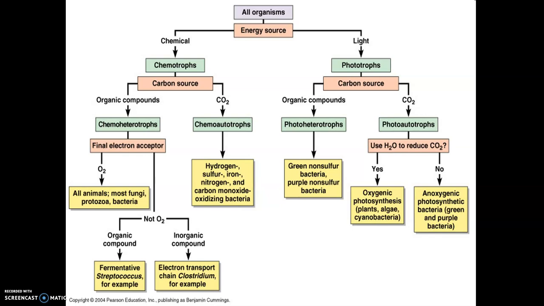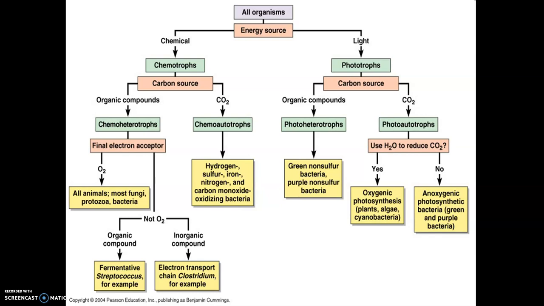All right. So the first two branches would be the energy source. How does the organism obtain energy? Do they do it from chemicals or do they do it from light? If they use chemicals, we use the term chemotroph. Chemo means chemical, troph means feeding, so feeding off of chemicals, chemotrophs. If the organism uses light, photo means light, so they are phototrophs.